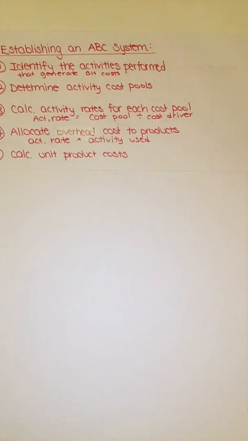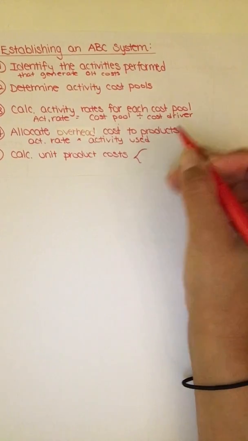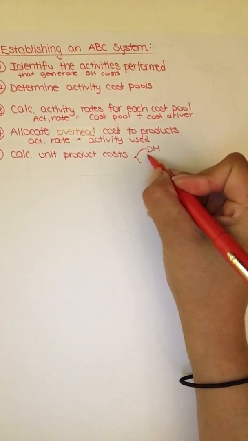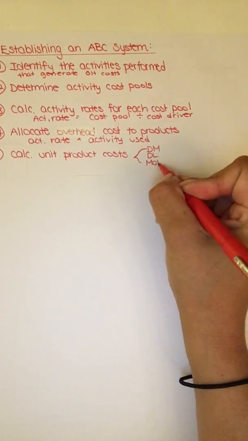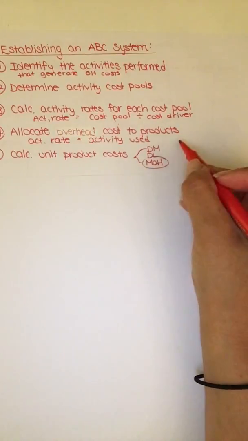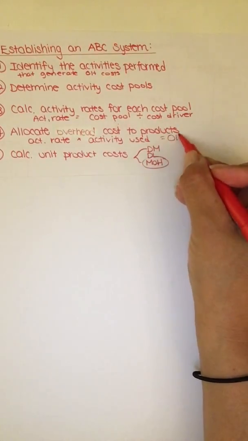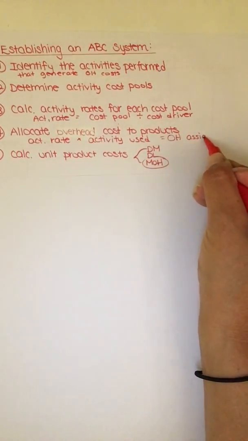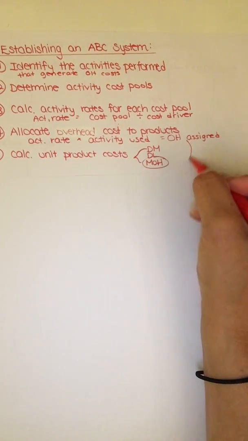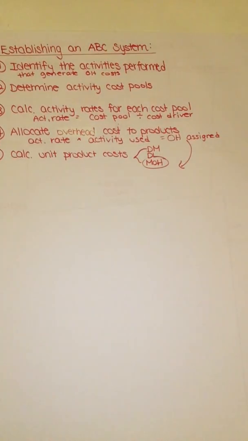And then finally, the fifth step is to calculate your total unit product cost. If you remember what your product cost is: DM, DL, and MOH. Now this MOH, this overhead assigned, comes from the overhead that you assigned using your activity rate. So those are the 5 steps for creating an ABC system for a manufacturer.